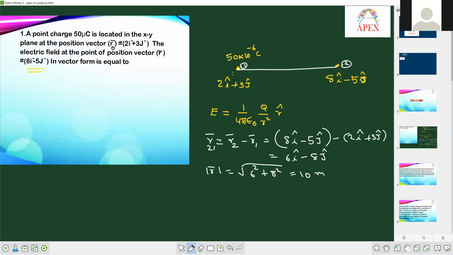And if you want to know about the direction, that is r cap. R cap is nothing but r bar by its magnitude, that is modulus r bar. So what is r bar we got? 6 i cap minus 8 j cap by 10. So, we know the values of 1 by 4 pi epsilon naught and q, and r square value means r value we have here, that is 10, and r cap value also we have here. So directly you can substitute all these values in the given formula.